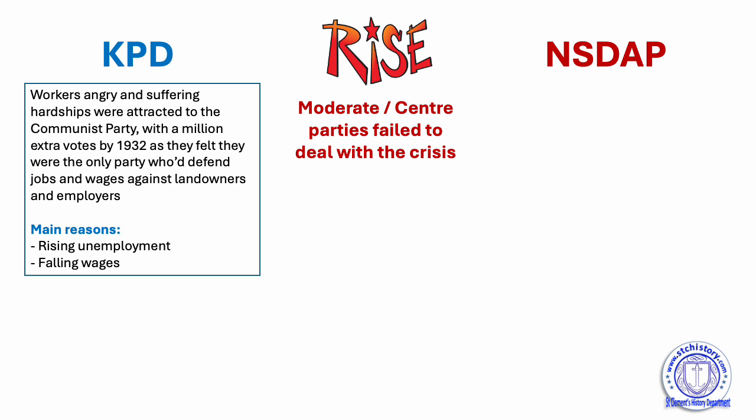That's why they would go to the left. Workers who are not working will always go to the left. They feel that the only party who are going to defend jobs and workers and wages is the party of the unions. And the main reasons are because unemployment is going up and wages are going down. So this is why you go left wing and why the Communist Party are going to do quite well out of this.